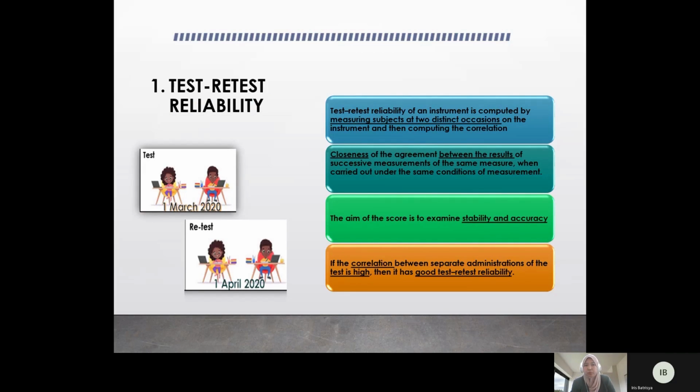It is an instrument computed by the measuring subject at 2 distinct occasions on the instrument and then computing the correlation, the closeness of the agreement between the result of successive measurement of the same measure when carried out under the same condition of measurement. The aim of score is to examine stability and accuracy. If the correlation between the separate administration of the test is high, then it has a good test-retest reliability.